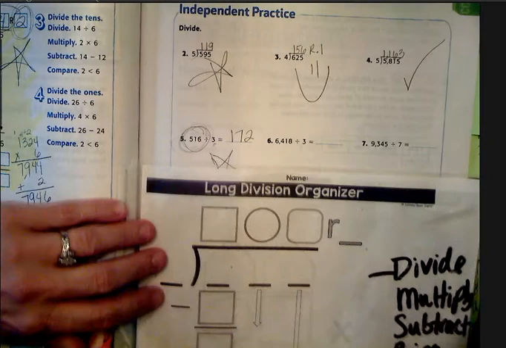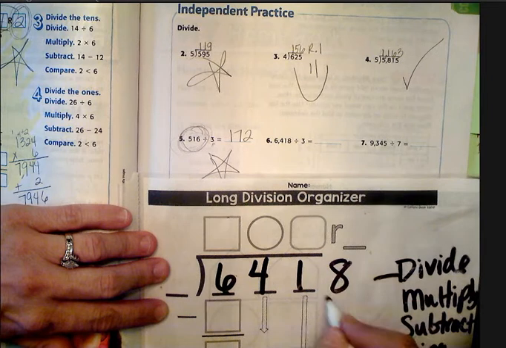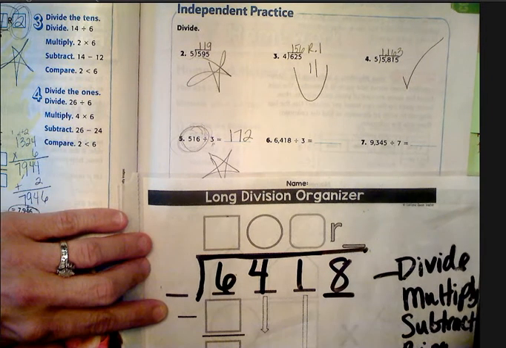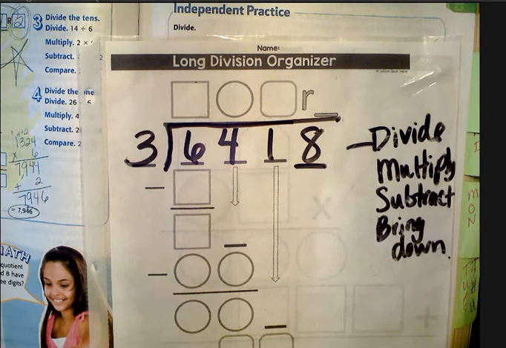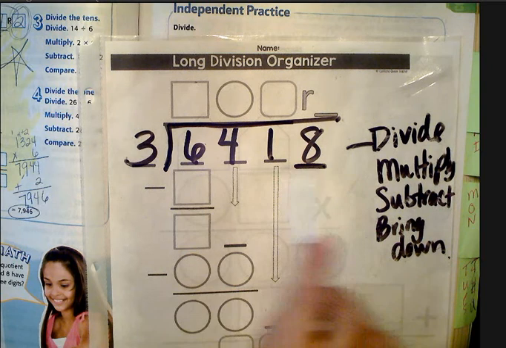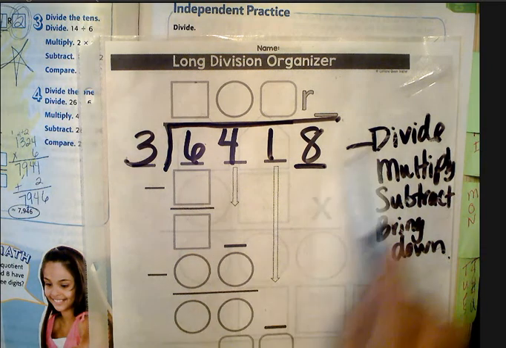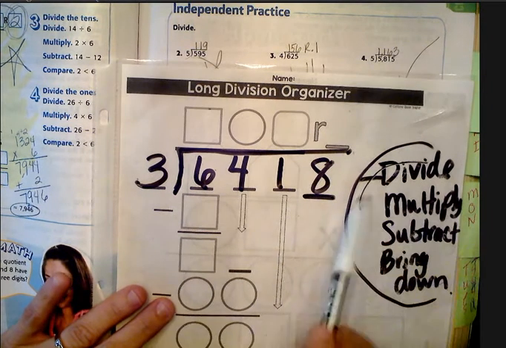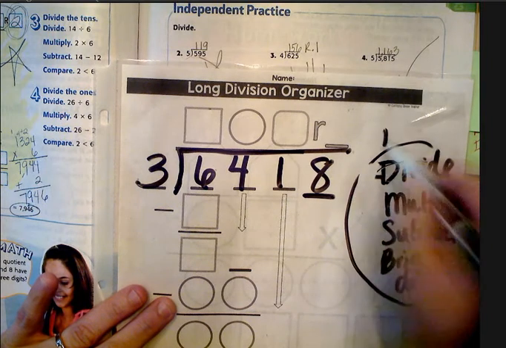Okay, number 6. We have 6,418. Remember, I've got that extra digit there. Don't worry about it. Divided by 3. It doesn't matter how many digits we get here. We're always going to follow the same steps. It could be 20 digits long, and you're just going to have to do this thing 20 times. So right now we have 1, 2, 3, 4 digits. So let's check. I bet we're going to do this 4 times. So we're on time number 1. We're just going to keep track.